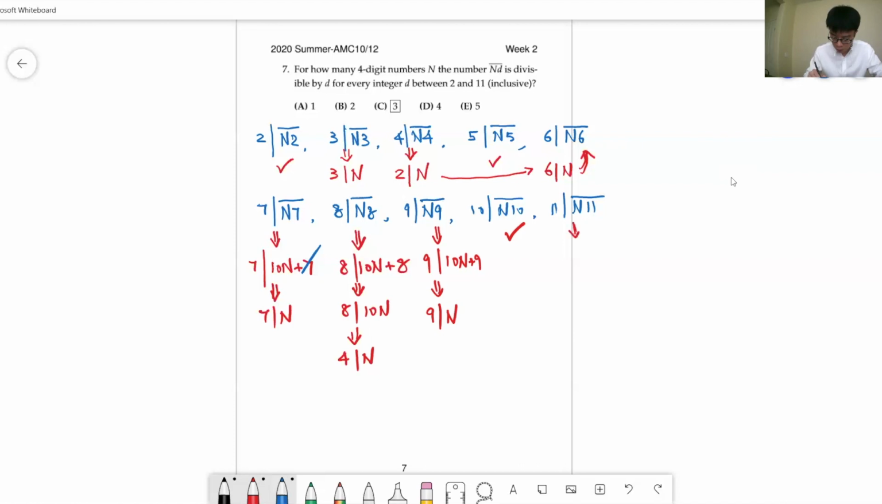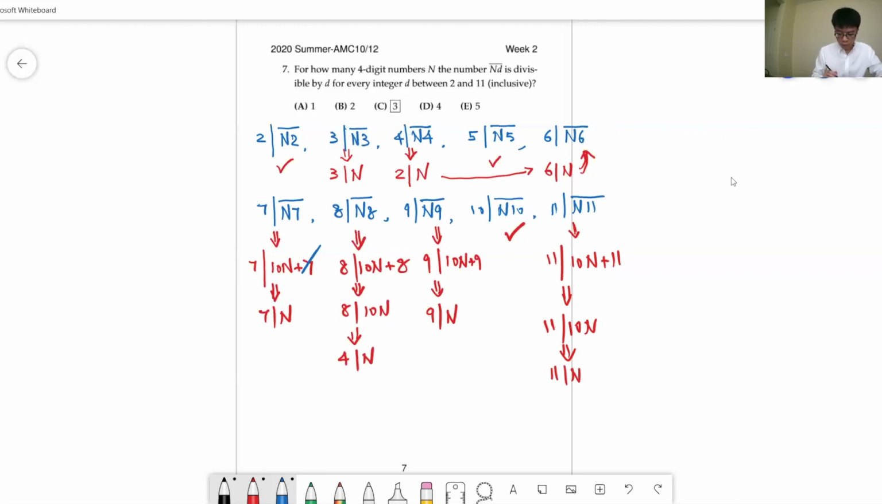It's automatically a multiple of 10, so it's automatically true. For the last one, we have 11 is a divisor of 10n plus 11. This implies 11 is a divisor of 10n. 10 and 11 are relatively prime, so this implies 11 is a divisor of n.